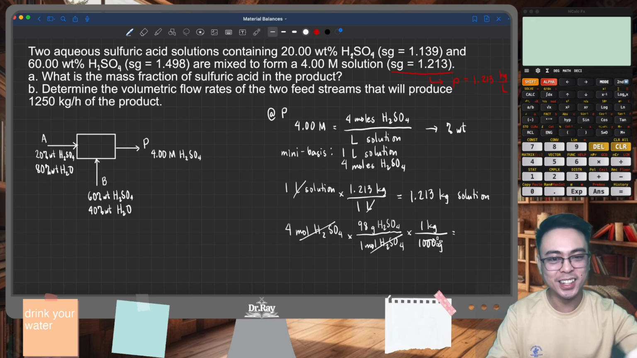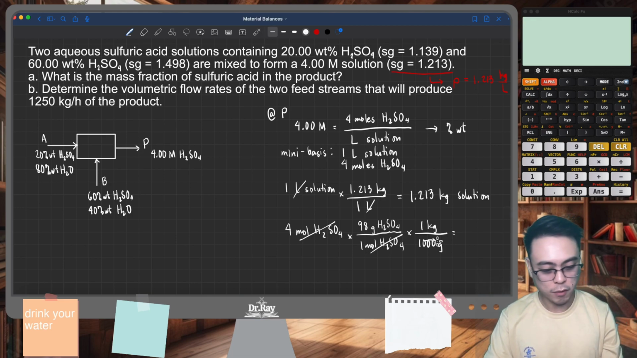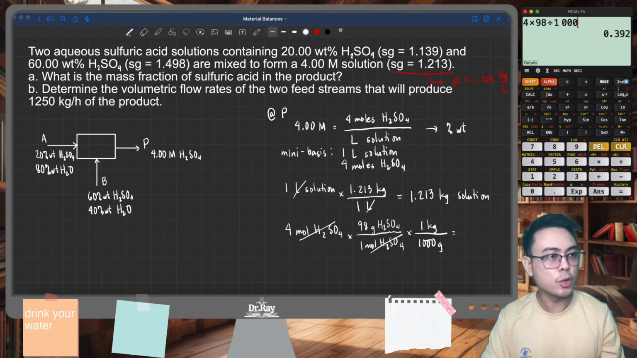Now we need the calculator. So that will be 4 times 98 divided by 1,000. As you can see here, we simply multiply the moles with the molecular weights and divide that by 1,000 to convert that to kilograms. So I'm getting 0.392 kilograms of sulfuric acid.